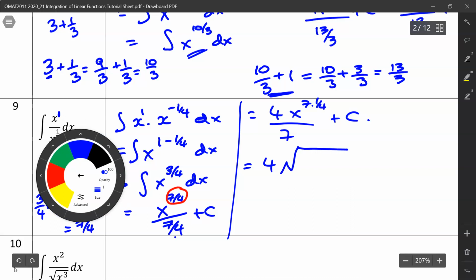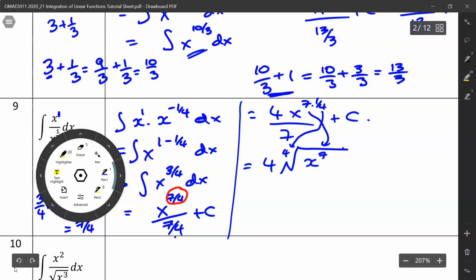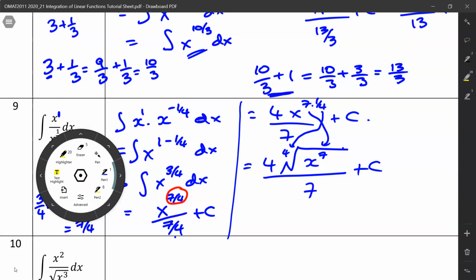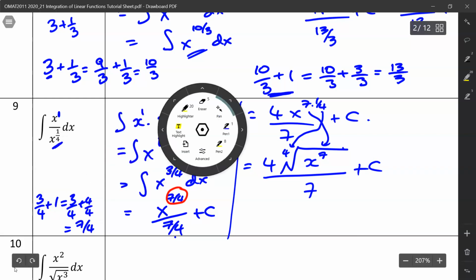I open up a root sign, and I know here it's the 4th root. And I have x to the power of 7, so I bring the 7 down like so. And I'm dividing by the 7 here. So that's how I express it back as a root, as a radical.